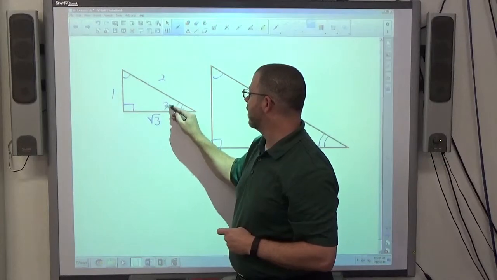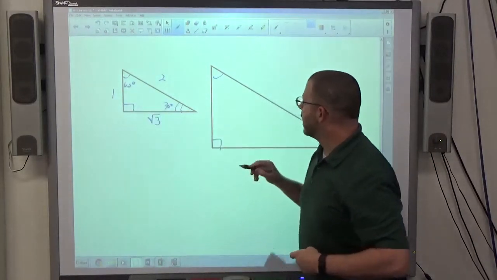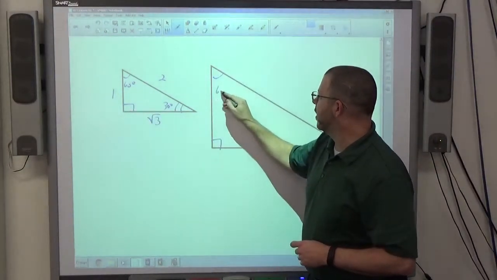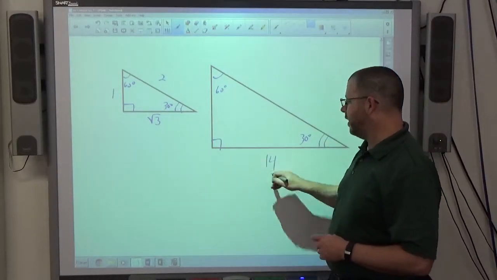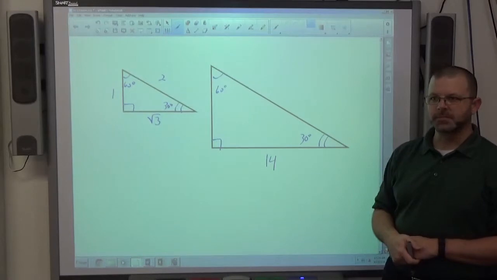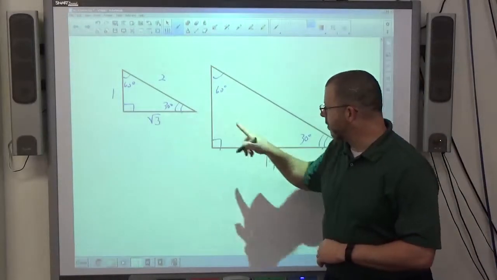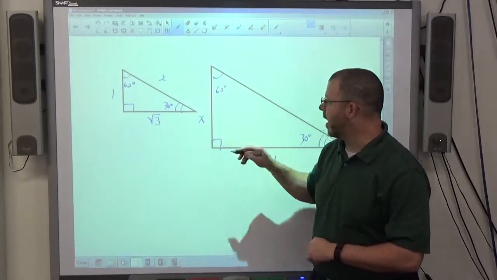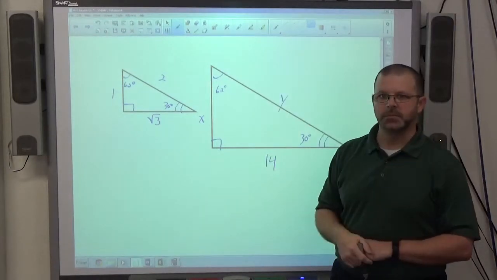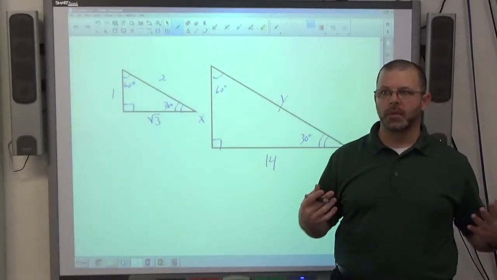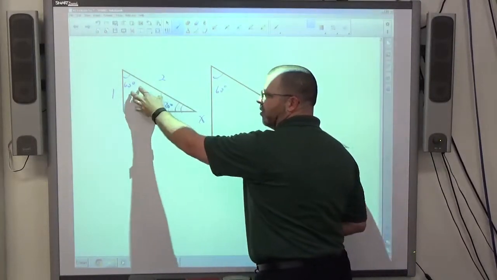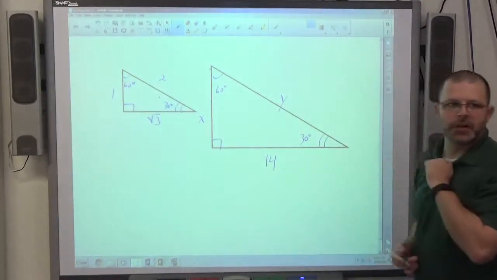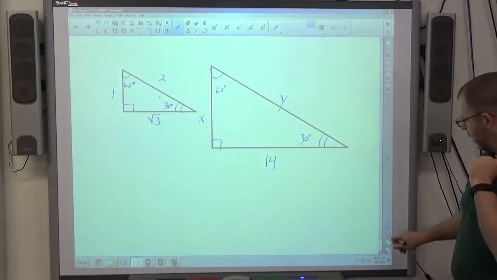This is our 30-degree angle, that's our 60-degree angle. And let's say this is 60 degrees up here and that's 30 degrees down here. And I know this, let's say, is 14. Square root of 3 over 14 equals 1 over x equals 2 over y. We have proportions we can set up, right? So if they give me a 30, 60, 90 right triangle, I immediately know it's similar to this 30, 60, 90 right triangle every time. So that's how we're going to do these problems.